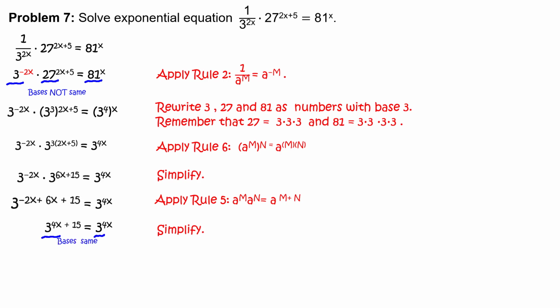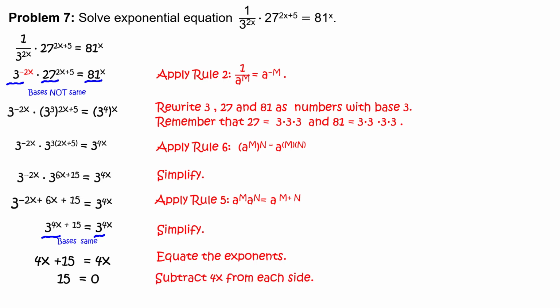Now we have the same bases on the left side and the right side. You have a base of 3. So you can equate the exponents. You can write 4x plus 15 equals 4x. Subtract 4x from each side, you get 15 equals 0.